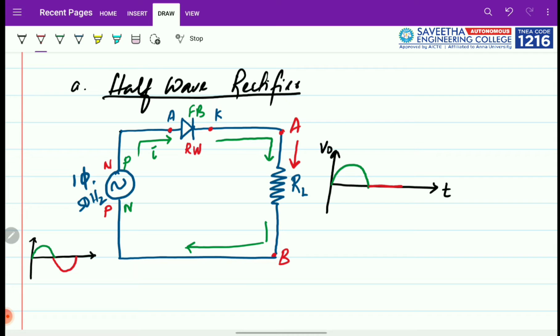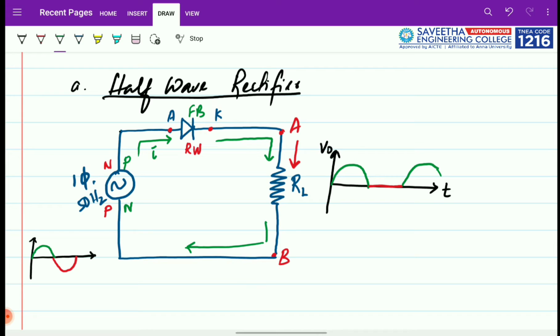This again repeats. Make sure that the next cycle's first half cycle will be like this, and so on. From this waveform, we can see that the output always appears in one direction, the positive direction. The current is in the same direction, so eventually it is converted to DC.